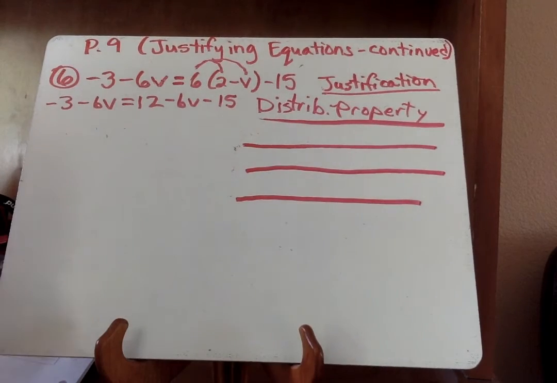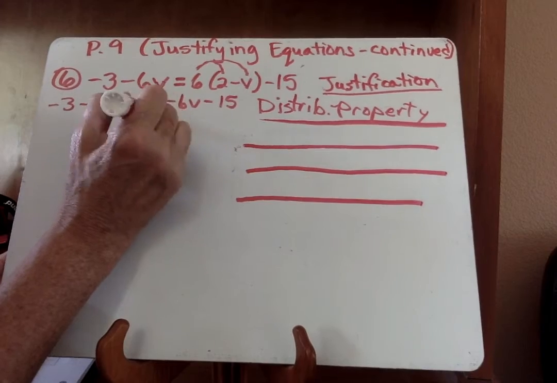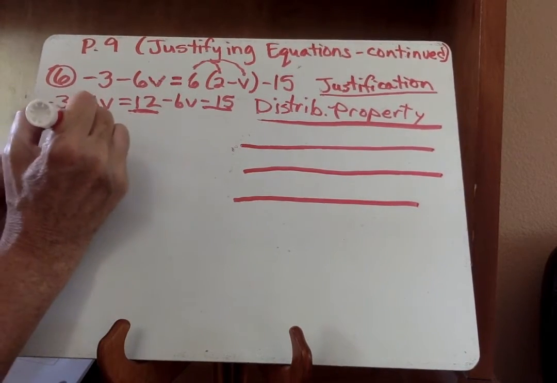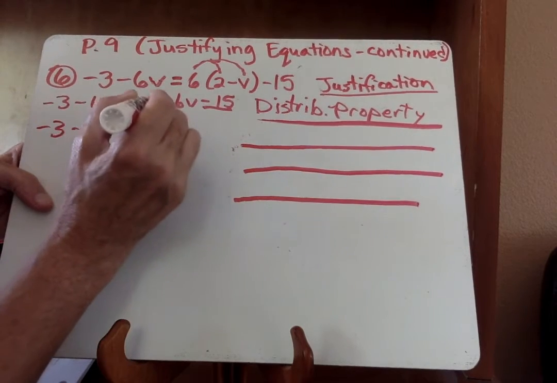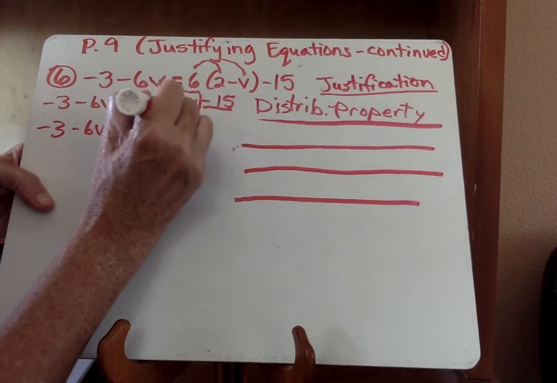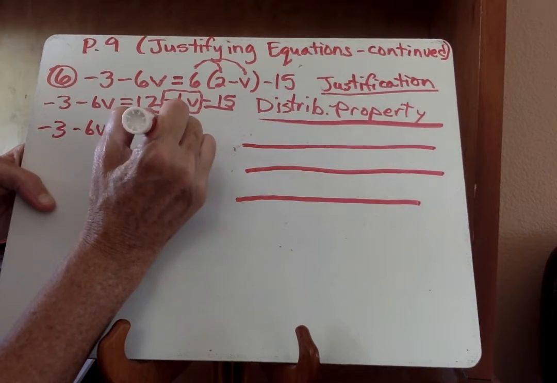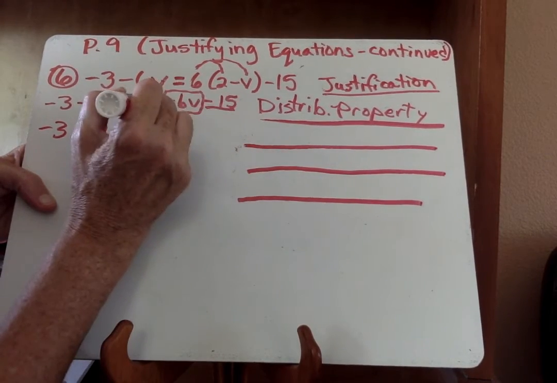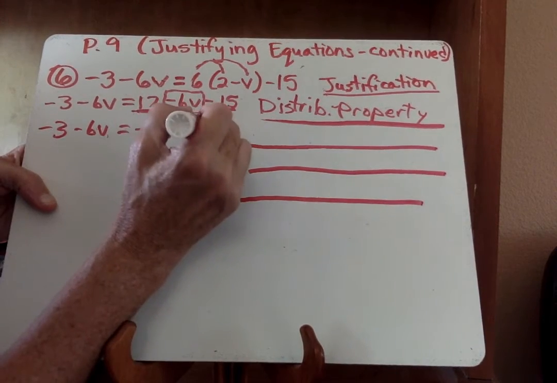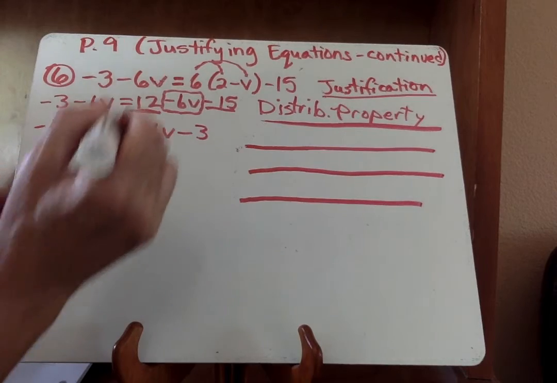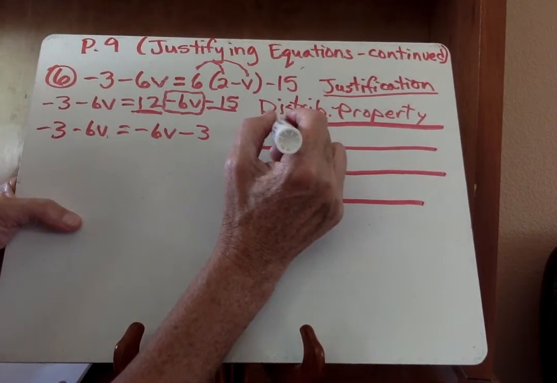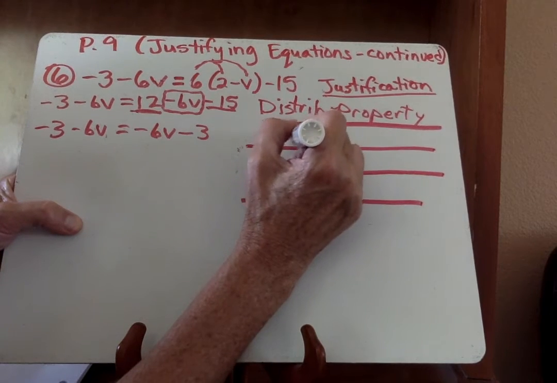Okay, next we want to get this and this together. So we get negative 3 minus 6v equals 12 minus 15. I'm going to go ahead and list this minus 6v first. So negative 6v, and then negative 15 plus 12. When there's no sign in front, it's positive. So it'll be minus 3. And so we're combining things together. So again, that's kind of simplification, but known as substitution.